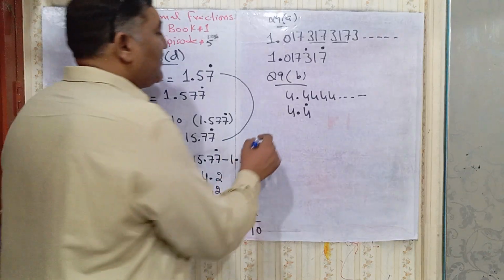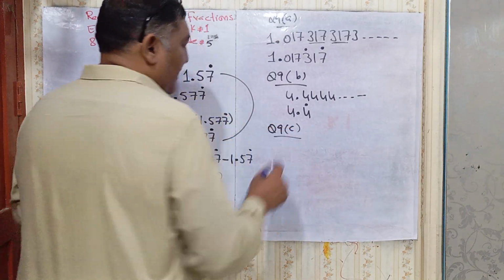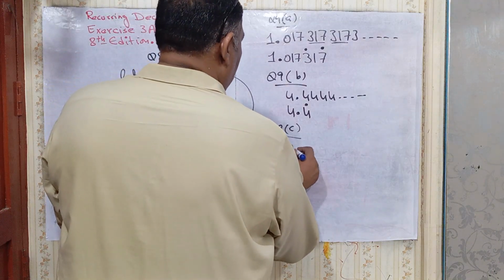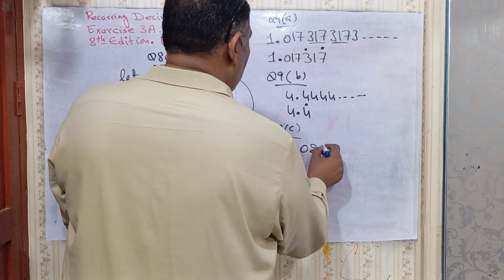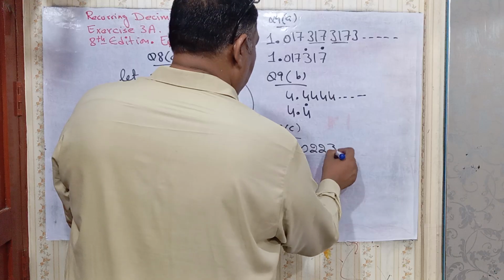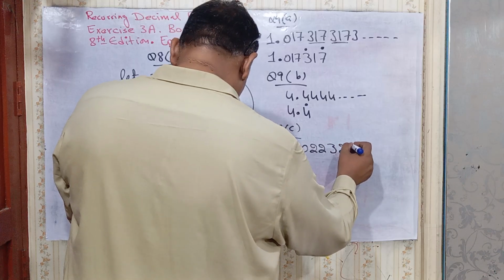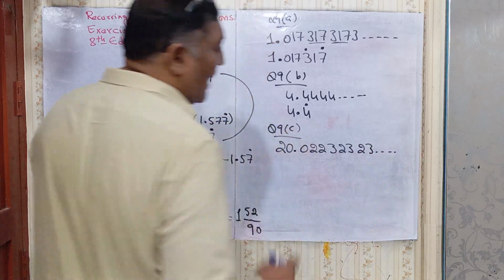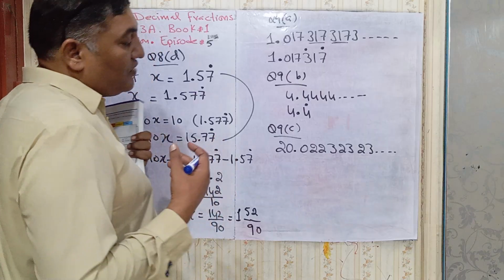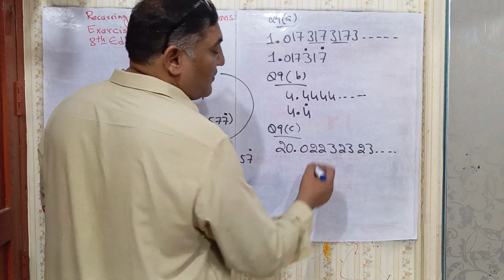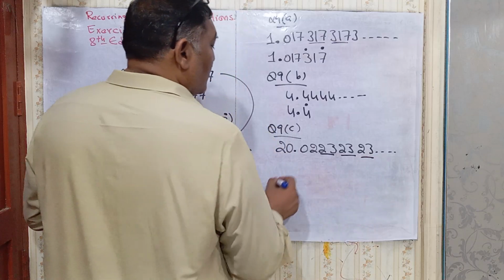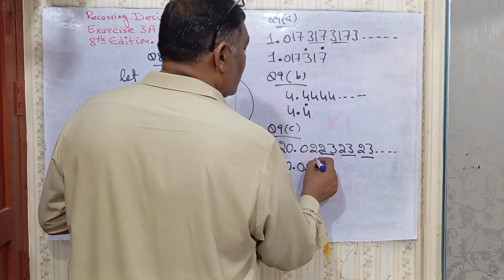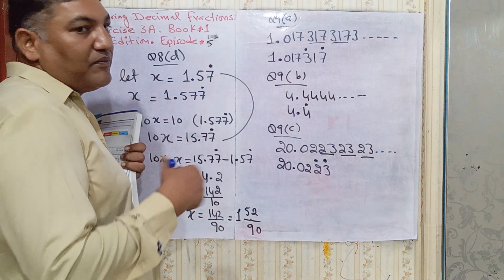Okay, then we have question number 9 and its C part. In question number 9 C part, we have 20.022323232 dot. So you have to recognize, you have to find out which pattern is being repeated. 232323. So I will write 20.0223. On this 23, I will put dots. That means that this is repeating.